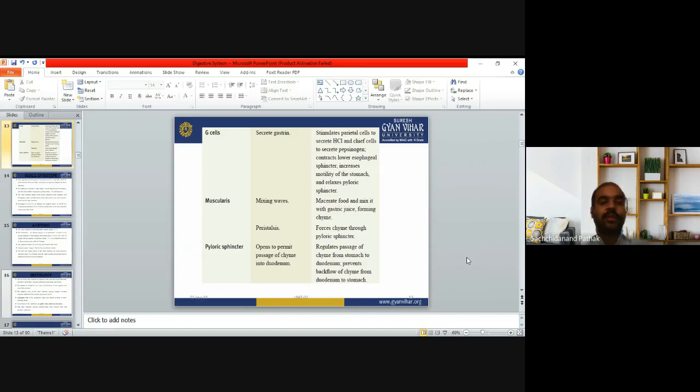Peristalsis is also done by the muscularis. This peristalsis forces the chyme through the pyloric sphincter and into the duodenum. The pyloric sphincter opens to permit the passage of chyme into the duodenum, regulates the passage of chyme from the stomach to the duodenum, and prevents the backflow of chyme from the duodenum to the stomach.